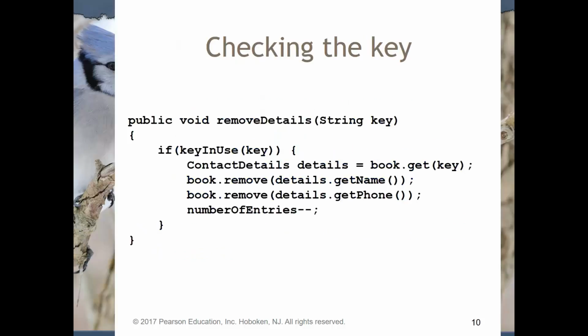Checking the key. So here's an example: if key in use, this would be key, then you want to go ahead and check this information. It's a simple example, probably too simple for this case, but before you do it, you make sure. So this way, when you go into the collection to remove this, let's say that this is a hash set, you don't try to delete something that doesn't exist and generate an error that wasn't needed.